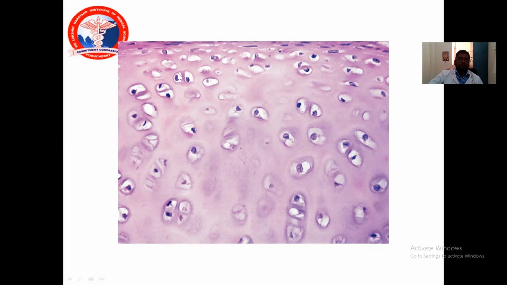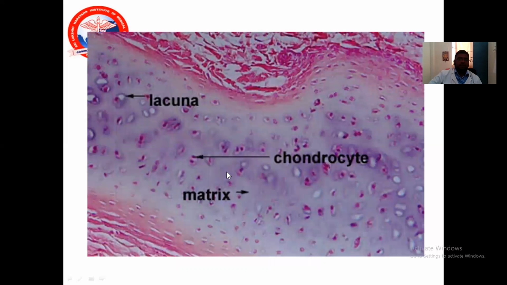Here you will be able to get the cell nesting stage, where the cells are arranged in 2 cells, 3 cells, or even 4 cells. Here you would be able to see 4 cells, 1, 2, 3, 4. And here you would be able to get 3 cells, 1, 2, 3. It is based upon the multiplication of the cells. Here this is your lacuna, the chondrocytes, and this is your matrix.